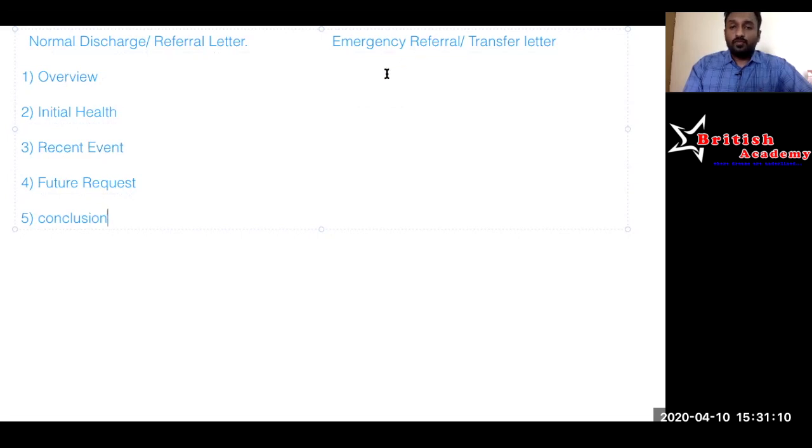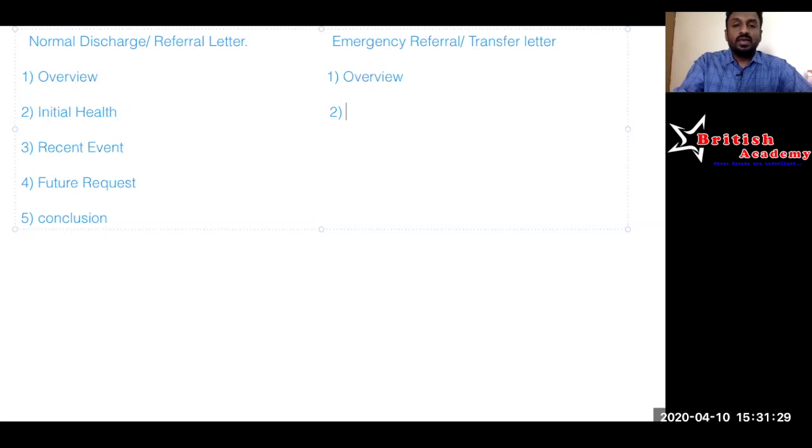But if you're writing an emergency letter, the structure would slightly change, because most of the time you're writing to an emergency department, where a doctor would be reading the letter you're sending, the target reader. He needs to plan the treatment as early as possible because it's a life-threatening situation, and the patient may lose his life.